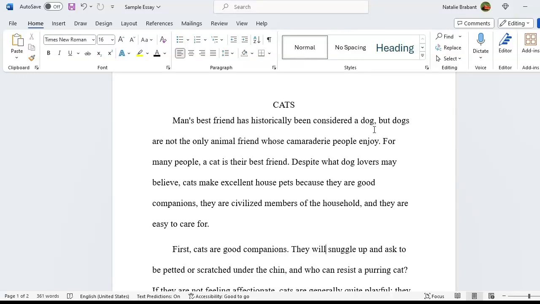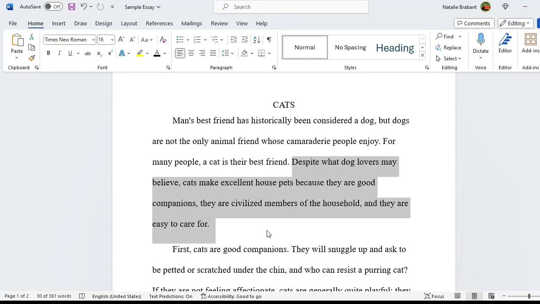Yes, it is. Because it's an expression that many people know about, it will grab their attention, they feel familiar with it, and they may be curious to see what comes next. Then we get a little bit of background information about dogs and cats being friends. And then we have our thesis statement. Despite what dog lovers may believe, cats make excellent house pets because they're good companions, they're civilized members of the household, and they're easy to care for.